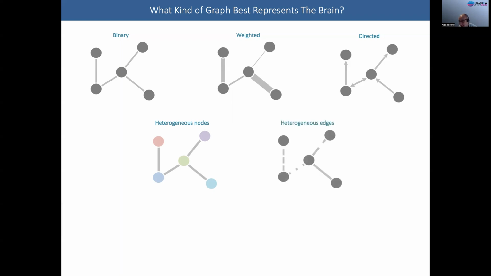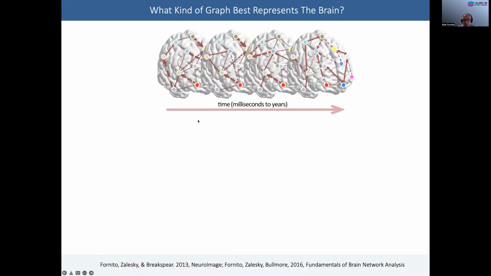And we also know that edges are not the same either. Some are inhibitory, some are excitatory. And so again, we would ideally represent that. And so really, the dream representation would be some kind of hybrid graph that accounts for edge and node heterogeneity, directionality, and weightedness as well. And it would also be something that varies through time, because we know dynamically brain networks vary on very rapid scales, and structurally they vary over scales ranging from days to months to years.